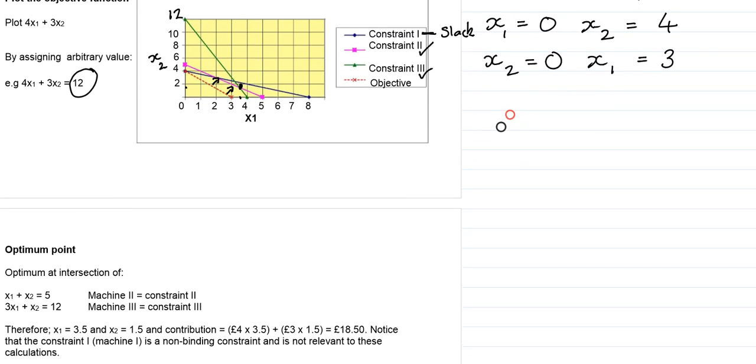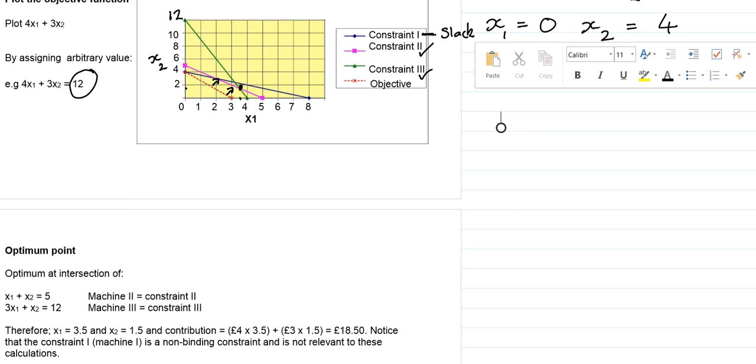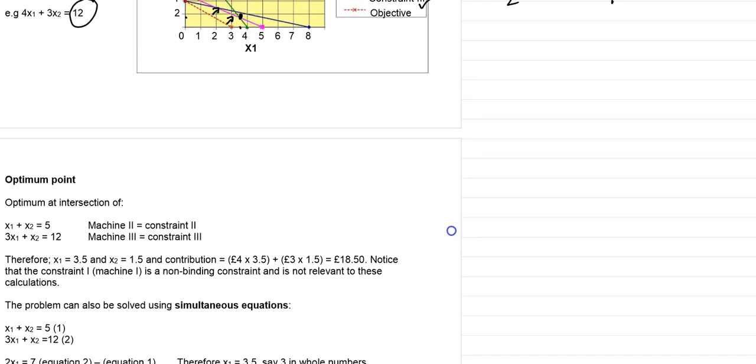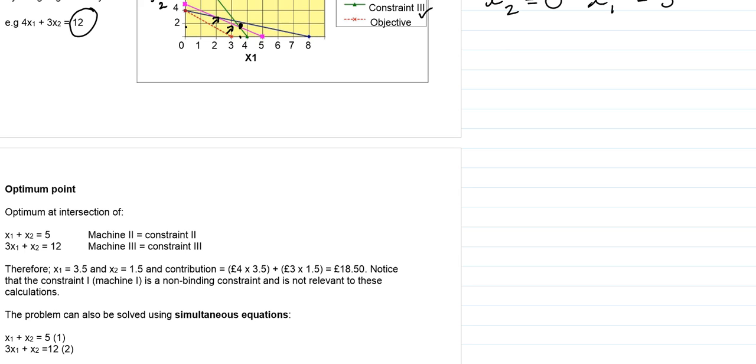So if we look at our optimum point, the optimum point is the intersection of those two constraints. So we've got our solution, we can compute our contribution, and we notice that constraint 1 is non-binding and not relevant to the calculations. If we take an algebraic approach, we can solve the problems using simultaneous equations. You have to identify the binding constraints. We don't use the non-binding constraint in our solution.